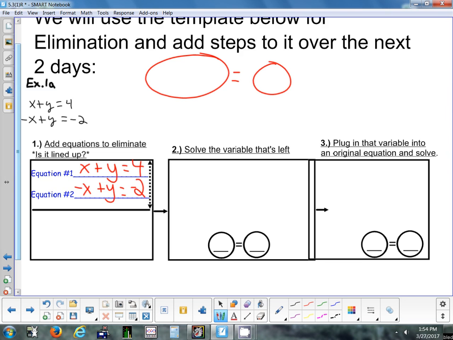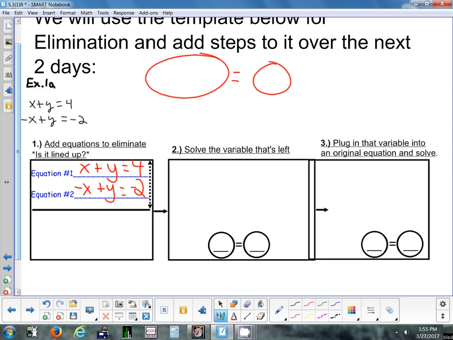what am I looking for to eliminate? What 3 things? Somebody give me one thing I'm looking for. Dominic, what do I need to have? There's 3 things, what's one thing I have to have? Same. All right. So Ashley said same number, that works. Nini? Same letter. And what's the different thing? Different sign, right? Same number, same letter, different sign.